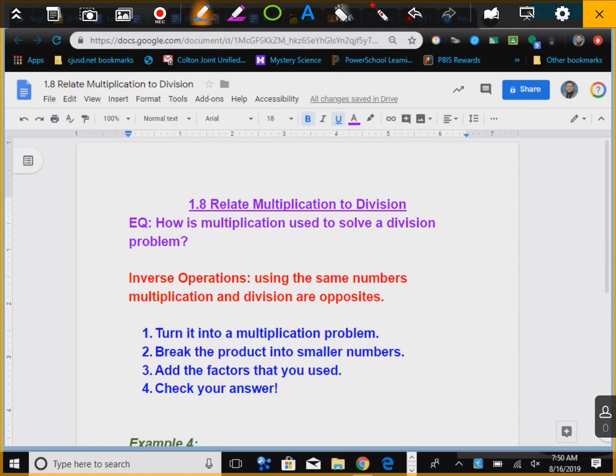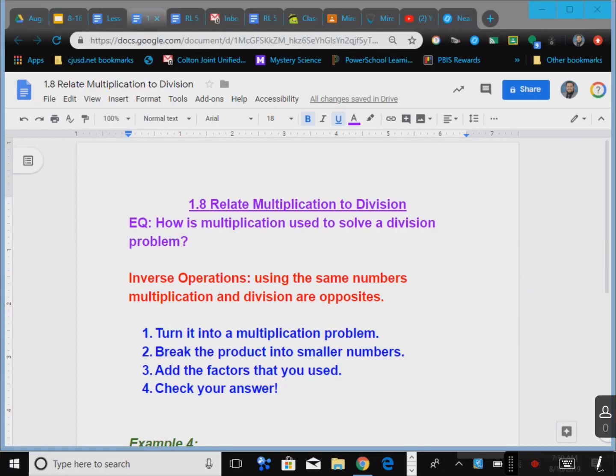So let's go ahead and get into the steps. Please write these steps down. So it says turn. Oh, hang on a second. I forgot I had my. All right, there we go.